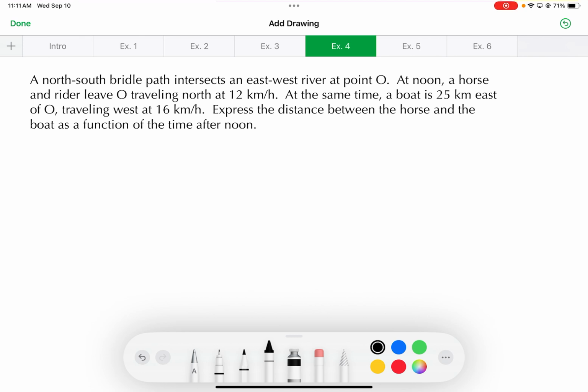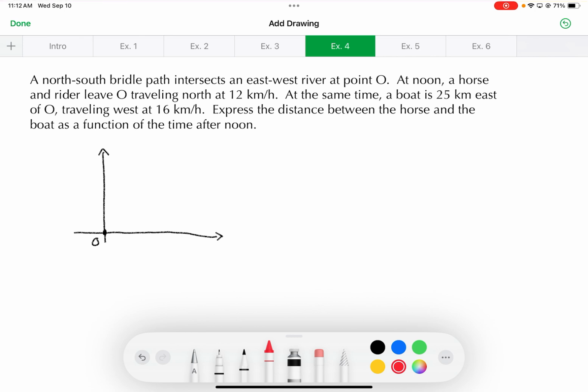Okay. All right, so let's draw a little picture here. The way they've described it, they're saying the bridle path intersects an east-west river at point O. So the river is represented by that horizontal axis there, and then the path is the vertical axis, and then right here is O. Okay?